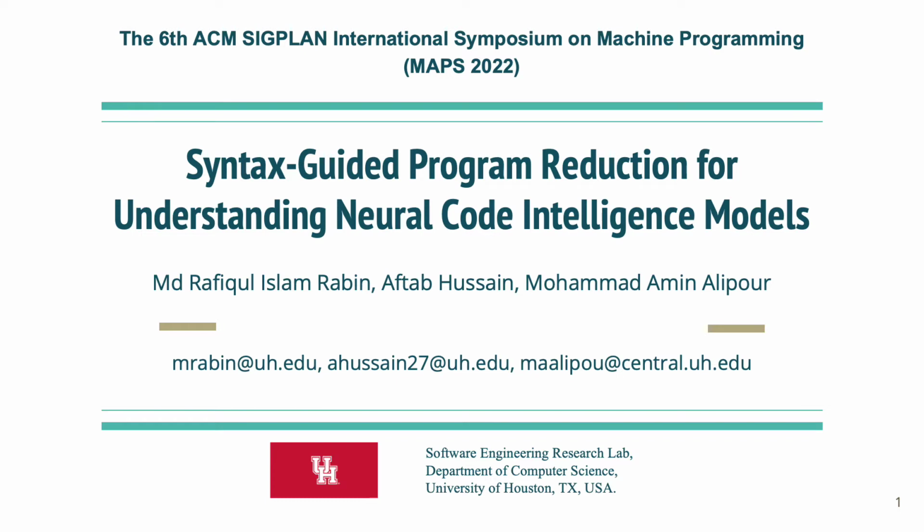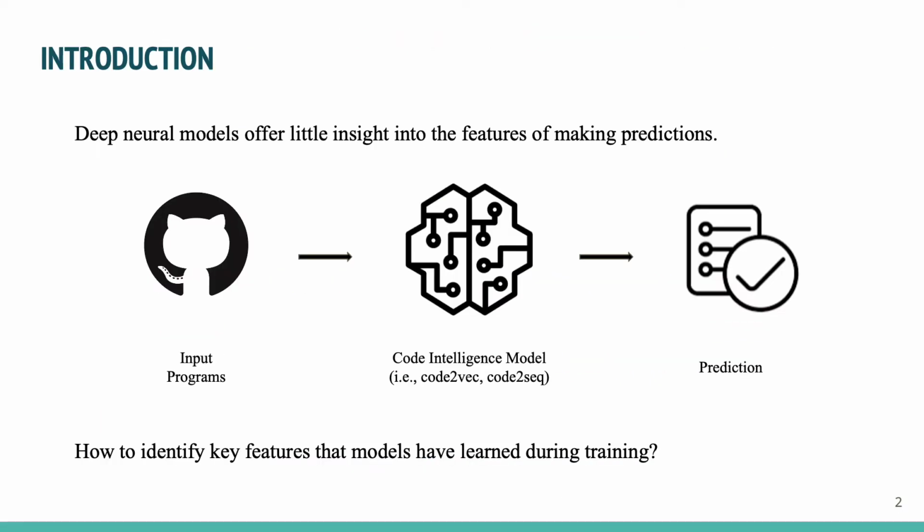I will present our paper, Syntax Guided Program Reduction for Understanding Neural Code Intelligence Models. Deep learning has increasingly been used for various code intelligence tasks. In those tasks, the model takes a program as input and makes some predictions about the underlying downstream task. For example, predicting method name or detecting bug.